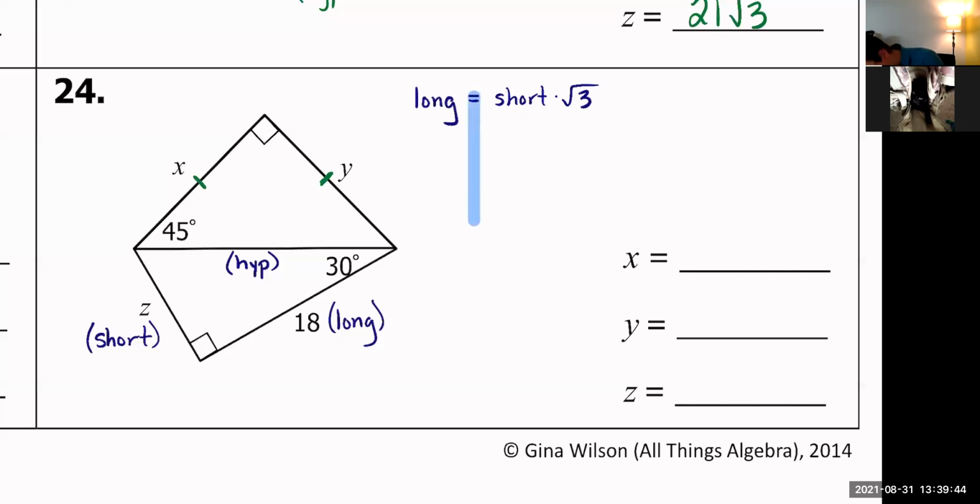So the long leg we know is 18. Short leg is my Z times the square root of 3. I'm going to try to solve for that Z by first dividing both sides by the square root of 3. Now I'm going to do the quick flipperoo here. Z equals 18 divided by the square root of 3.